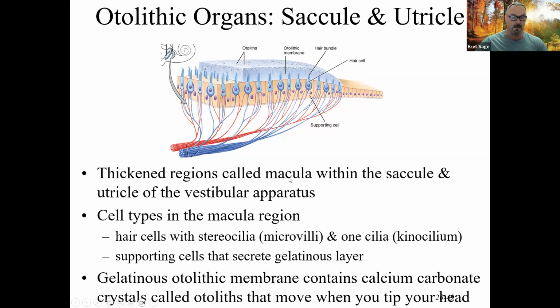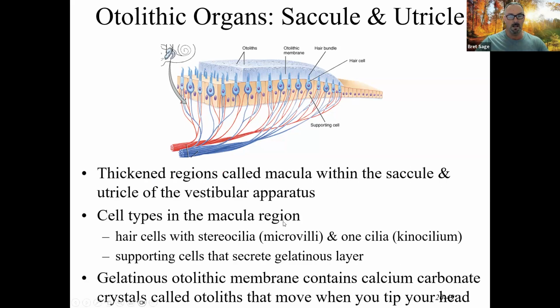Now, notice there's a macula here. This is different than the macula in our eye, unfortunately, same name. What are some different cell types in the macular region? Hair cells, like we saw in our sense of hearing, there's stereocilia, which are actually microvilli, and one cilia, or kinocilium. There are supporting cells that secrete the gelatinous gel you see here. The gelatinous otolithic membrane contains calcium carbonate crystals called otoliths that move when you tip your head.